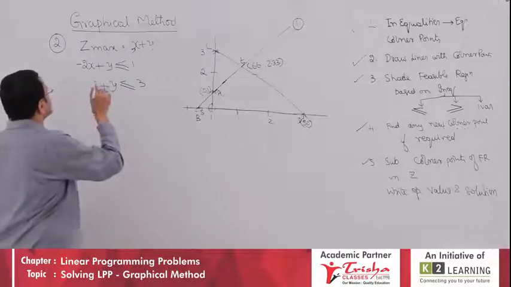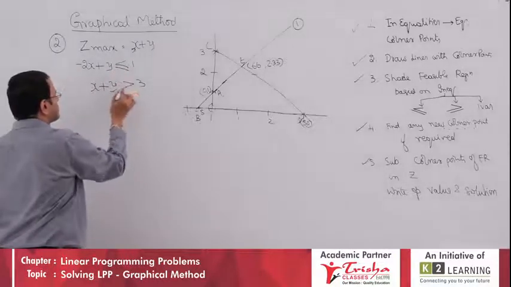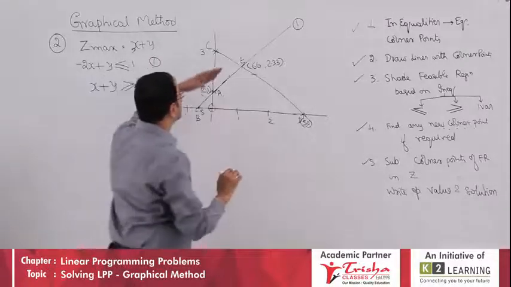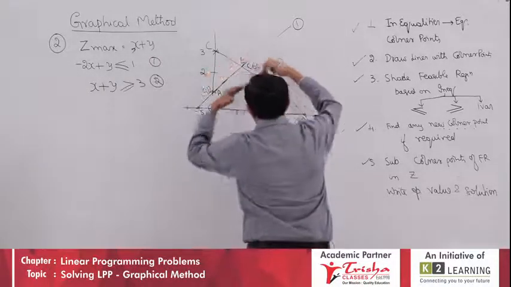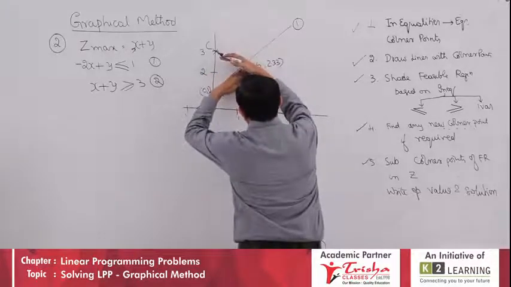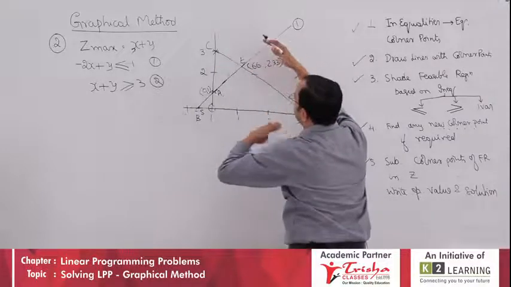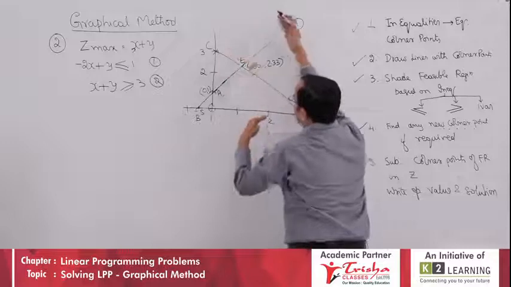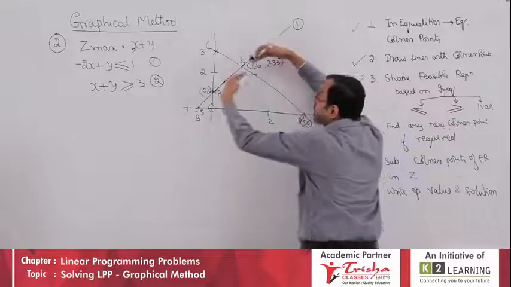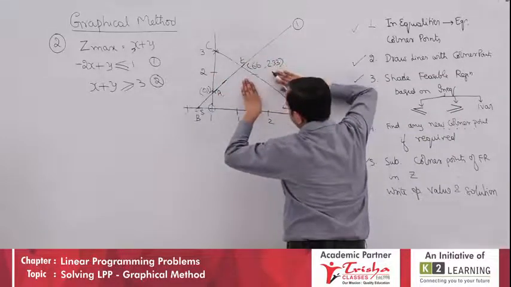I will consider this as less than, whereas this as greater than. So line 1 less than, line 2 greater than. Line 1 less than means I have to take this region towards the origin, whereas line 2 is greater than. When this is on this side, this is on the other side. Repeat, line 1 here, less than, towards origin, then this and this area.